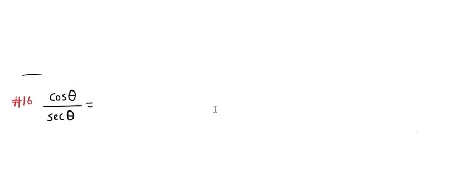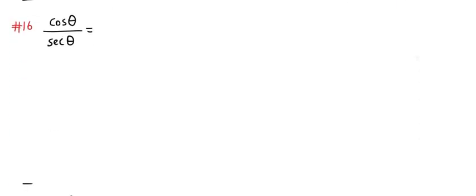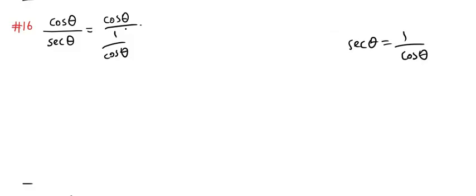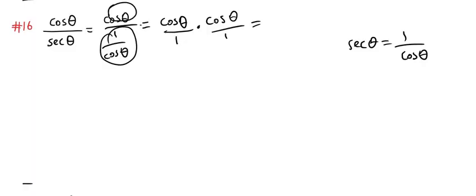Let's check out problem number 16. We have cosine divided by secant. Again, we can do everything in terms of sine and cosine. Express secant as 1 over cosine theta using the reciprocal identity. Now keep change flip. Keep the first fraction, cosine over 1. Flip the second. Cosine times cosine is cosine squared theta.